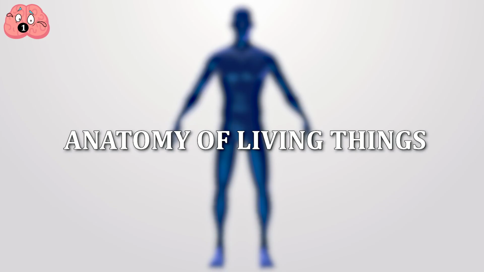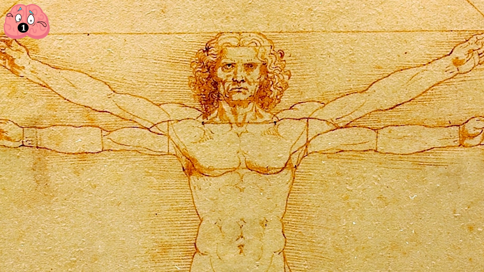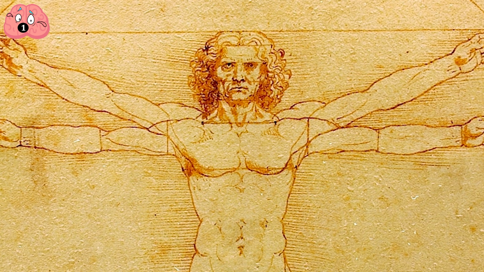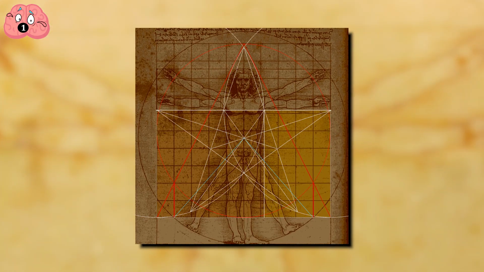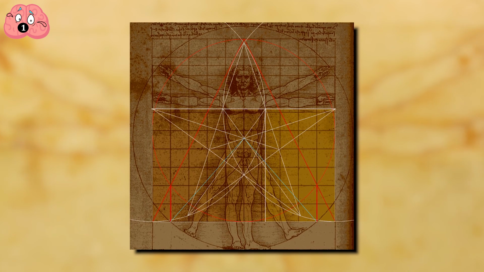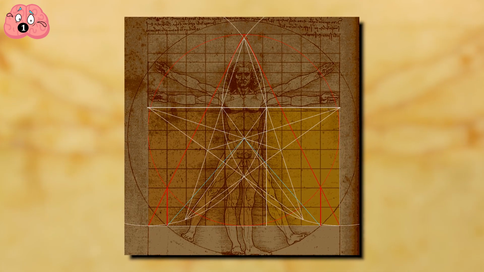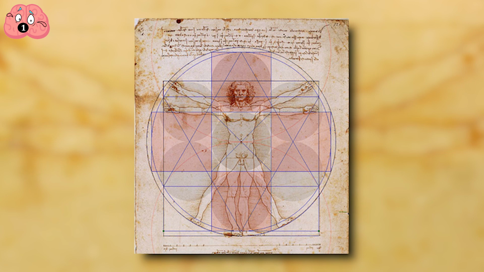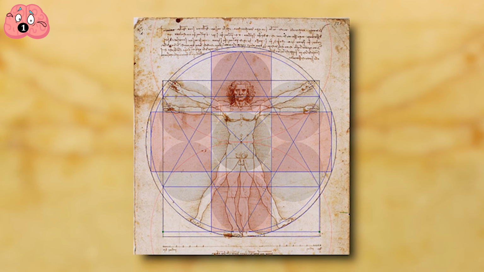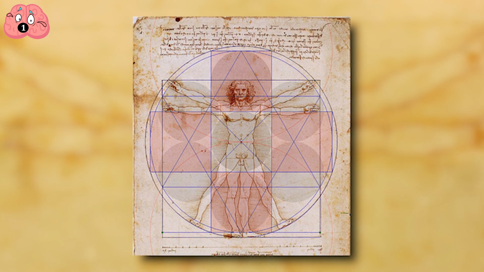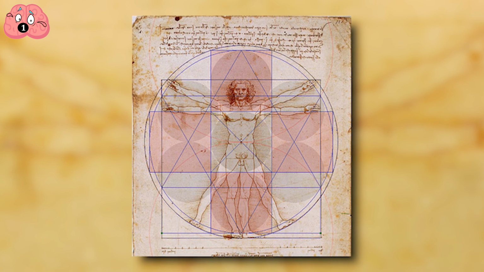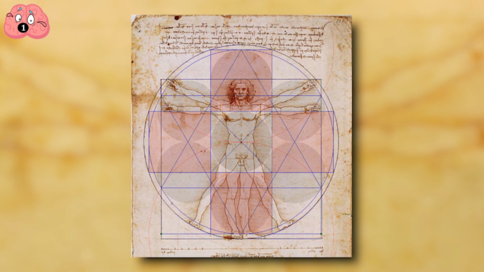Number 1. Anatomy of living things. Earlier we mentioned one of Leonardo da Vinci's most famous works, the Vitruvian Man. One of the reasons that it was such a famous drawing is because it outlined the immense proportionality of the human body. For example, you could see the golden ratio in the length of the human head, the breadth of the shoulders, the distance from the top of the head to the fingertips, and even the length of your forearm.